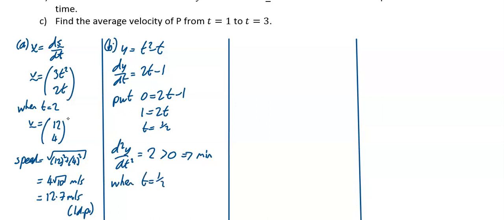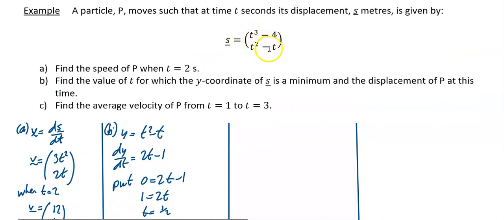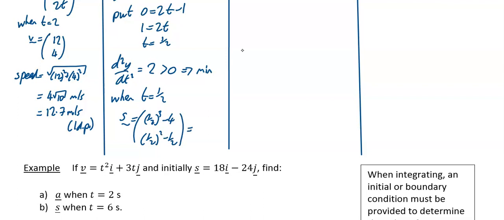So just say when t is equal to 1/2, your s is equal to, so we're just putting our value of 1/2 back into this equation up here. There's going to be 1/2 cubed minus 4, and then 1/2 squared minus 1/2. Put that in and see what we get. So we have got minus 3 7/8, and then minus 1/4.